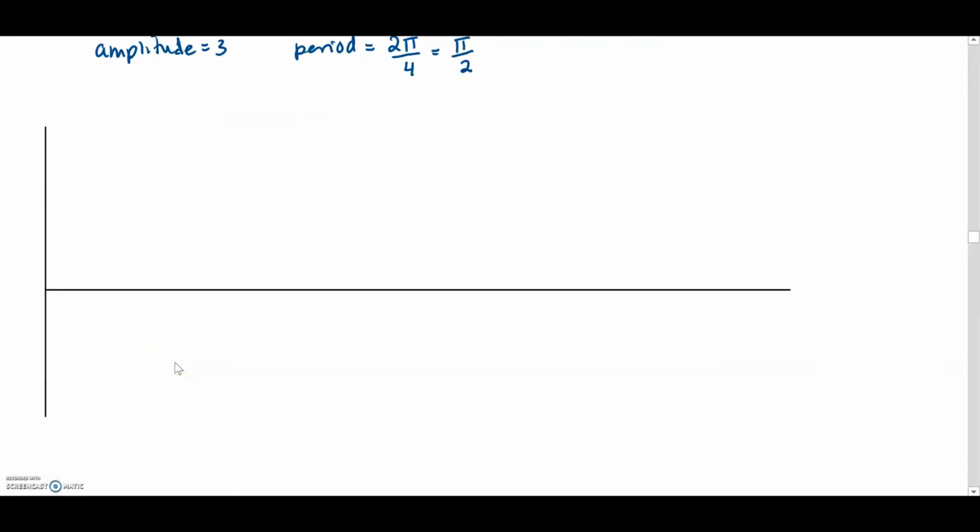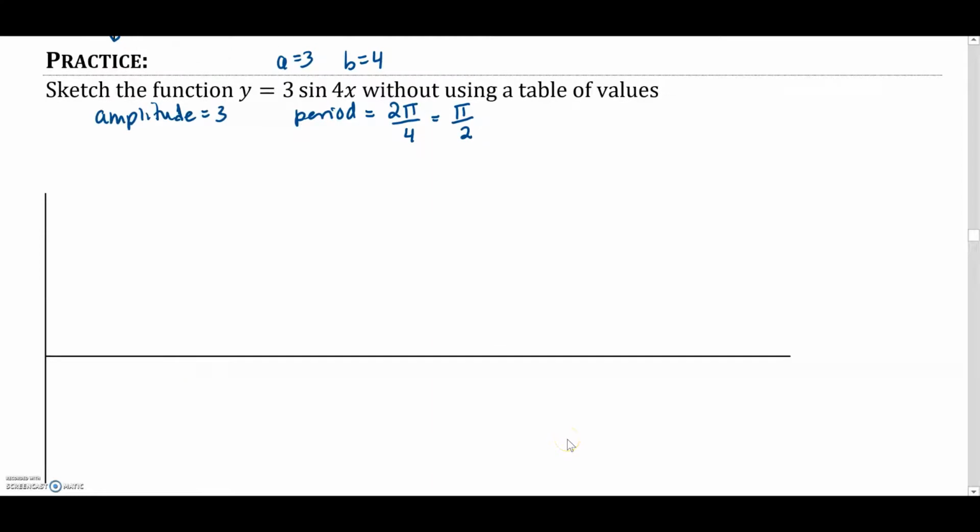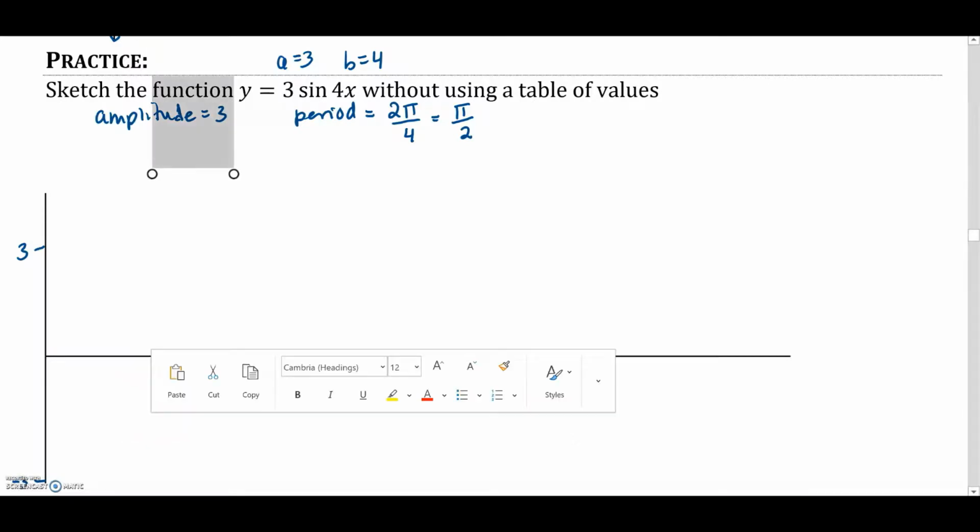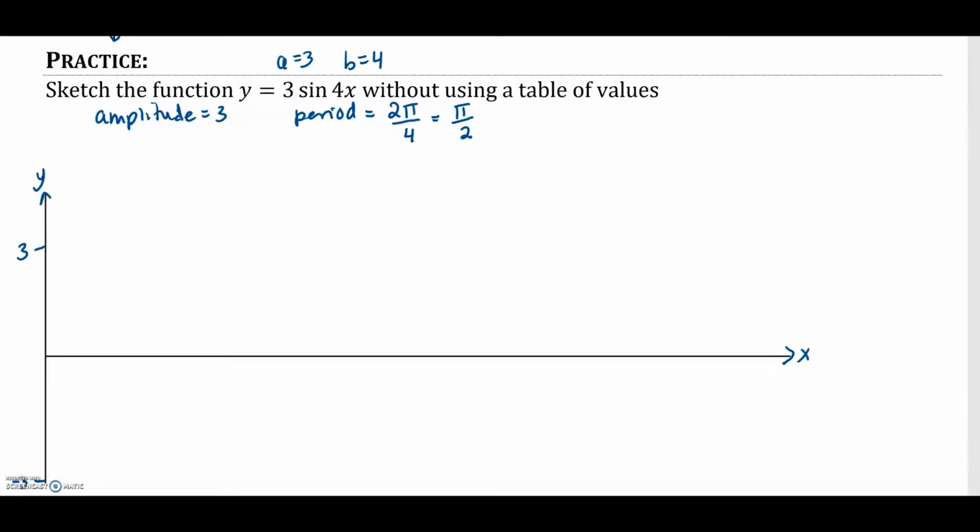Now we can sketch a rectangle by identifying our amplitude. So we have positive 3, equal distance away from the x-axis. We have negative 3, and our entire period is pi over 2.